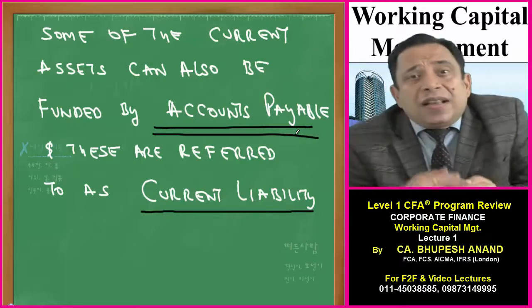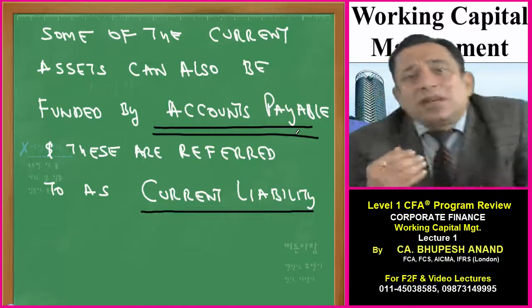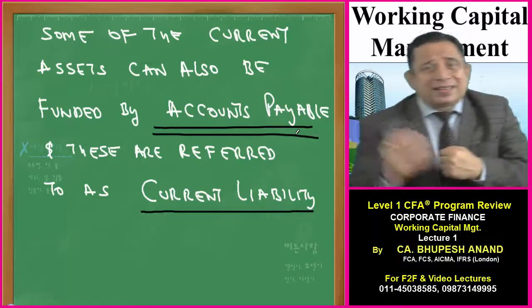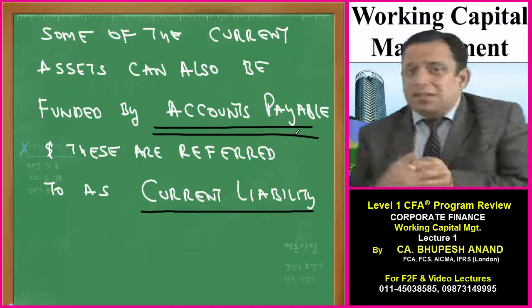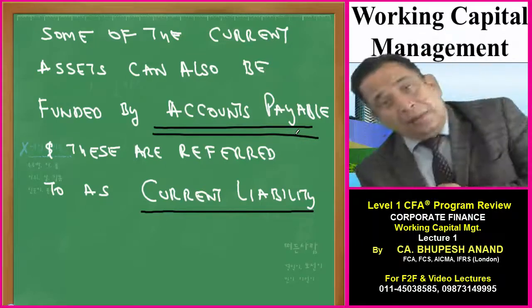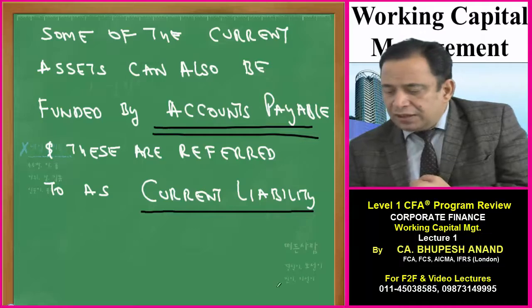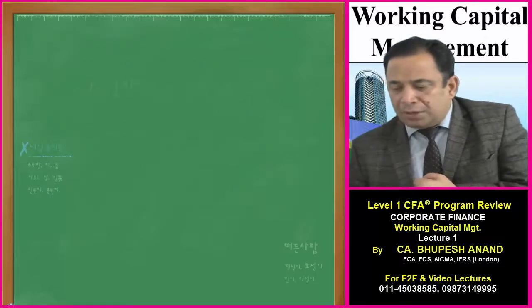In current liability, there can be so many examples. For example, outstanding expenses is a current liability. Outstanding overheads is a current liability. Accrued expenses is a current liability. Trade payables is a current liability. Accounts payable is a current liability. We will discuss in a later outcome what is the meaning of this.